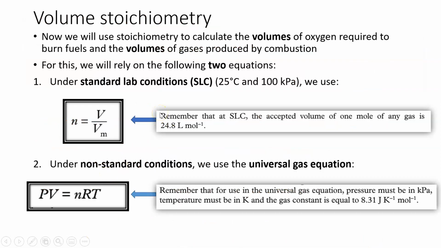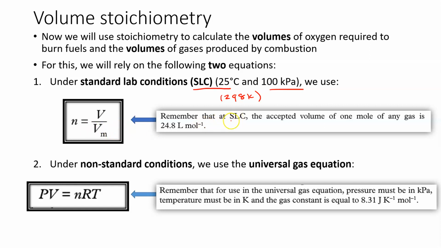Okay, so with our volume stoichiometry, we're using our volumes of our gases. So we start to see our volume equations and gas equations coming in. These are the new ones to us this year. Okay, so this looks at the volumes usually of oxygen required to burn the fuel, or the volume of gases that are produced during the combustion. The standard lab conditions as given in our data booklet are 25 degrees C. Remember, this is 298 Kelvin and 100 kilopascals.